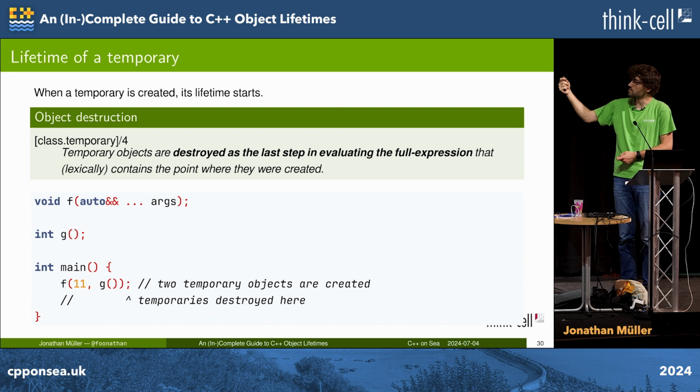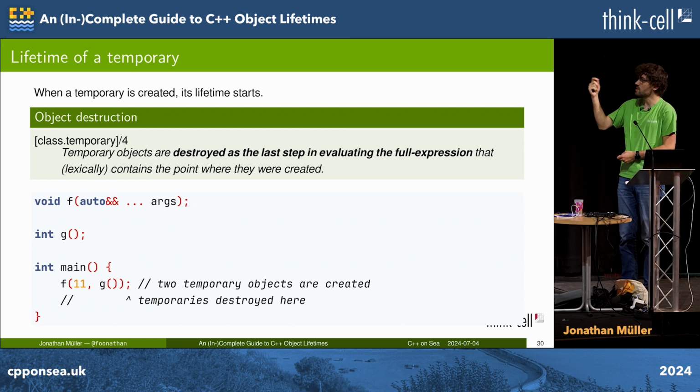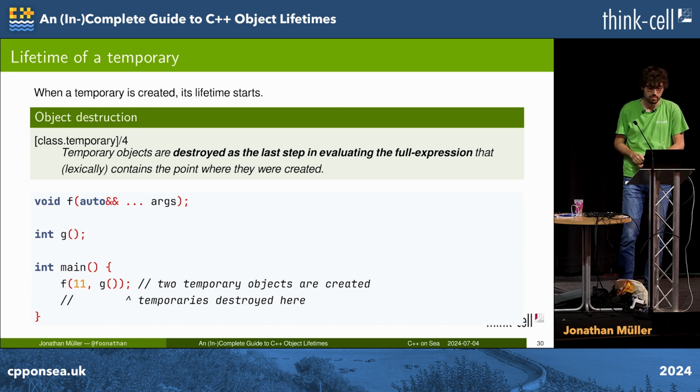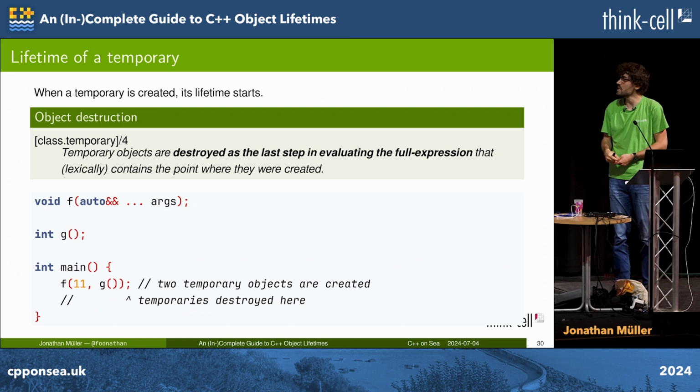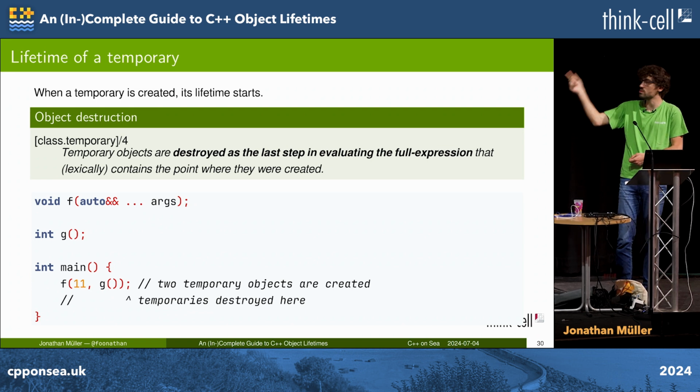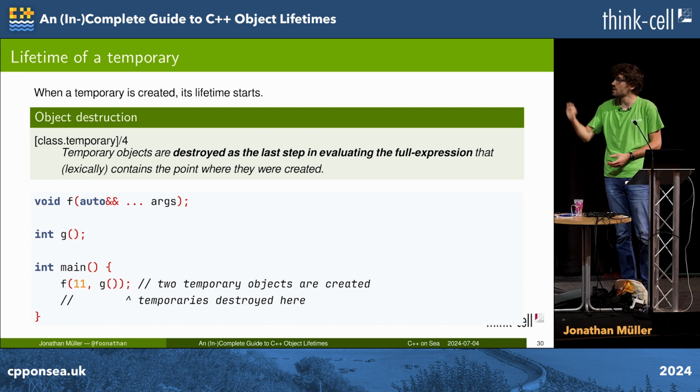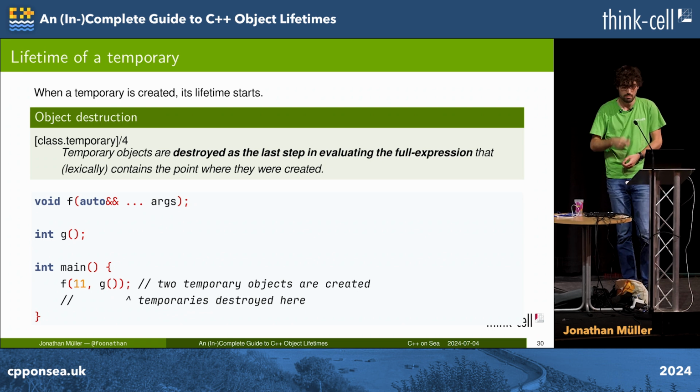Which is nice because it means that while we're inside f, we have two objects, we can freely use the references. And they're only destroyed after the call to f has returned and we reach the semicolon. Of course, it gets incredibly dangerous if f takes the address of the arguments and stores them somewhere in a global variable or something, because then we immediately have dangling pointers as soon as the call returns. But as long as we don't do that, within f, we're free to use our references. They're destroyed at the last step of the full expression.